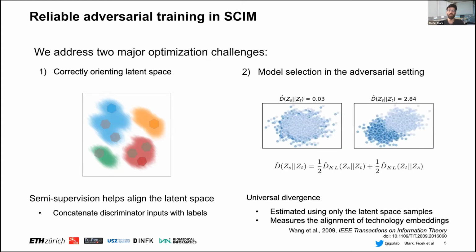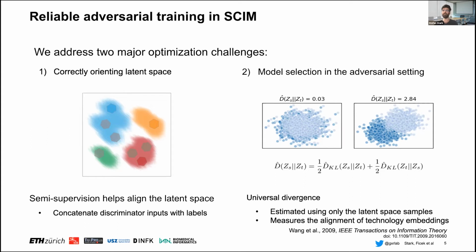So in SCIM, we use a universal divergence estimator to assess the alignment of embeddings between a pair of technologies. So this estimates the symmetric KL divergence between two distributions using only samples from these distributions. And this provides the user with a measure of how well SCIM has aligned the latent space between a pair of technologies. And it can do this with just a set of embeddings.